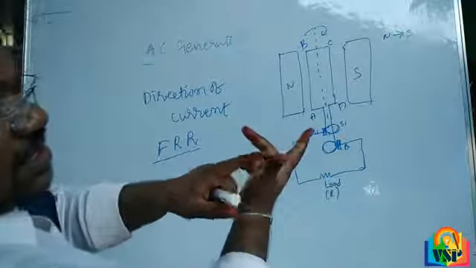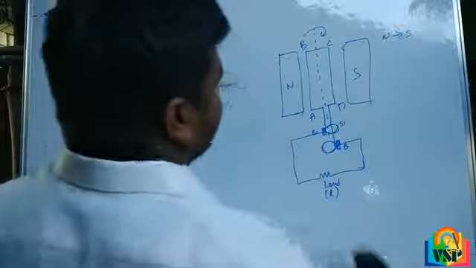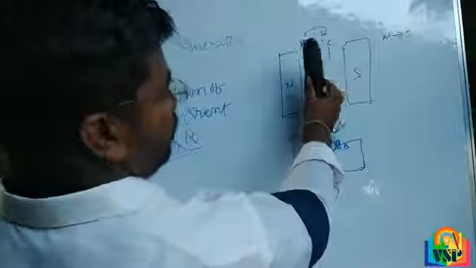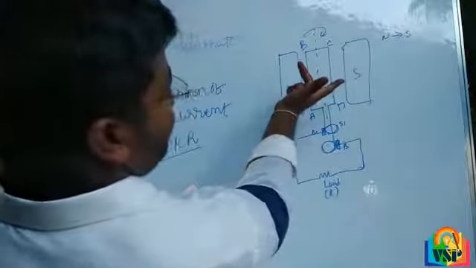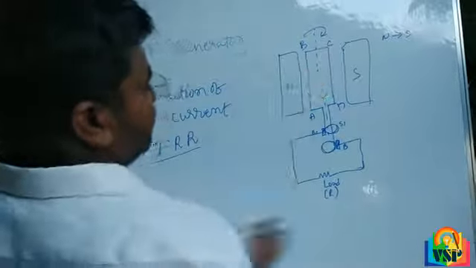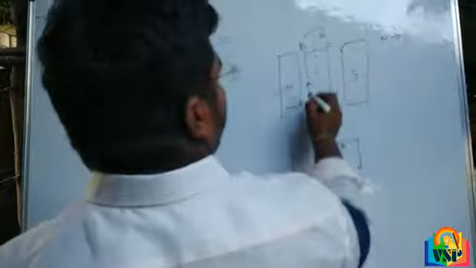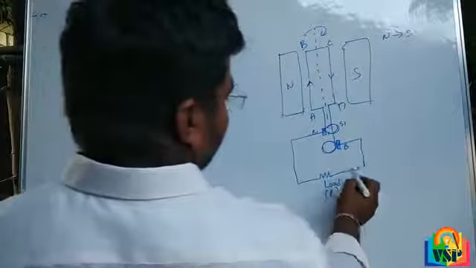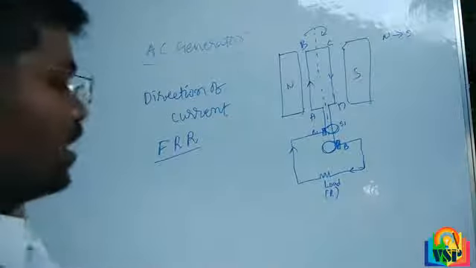The thumb indicates the motion of the coil. Motion of the coil means here AB moving upward, CD moves downward, like this. Then the middle finger indicates the direction of current. Understand? Current direction. So AB moves up means CD moves downward. The current passes like this. With the help of Fleming's right hand rule, we can find the direction of induced current.